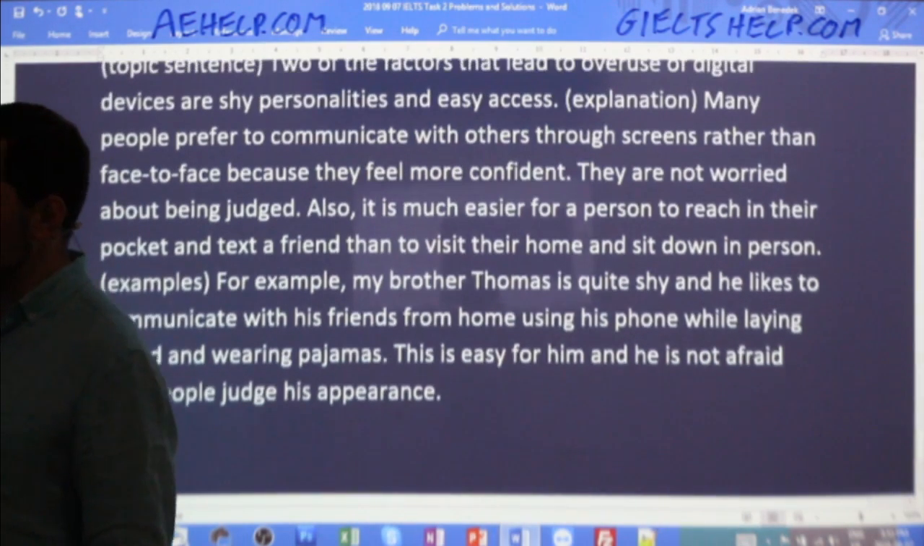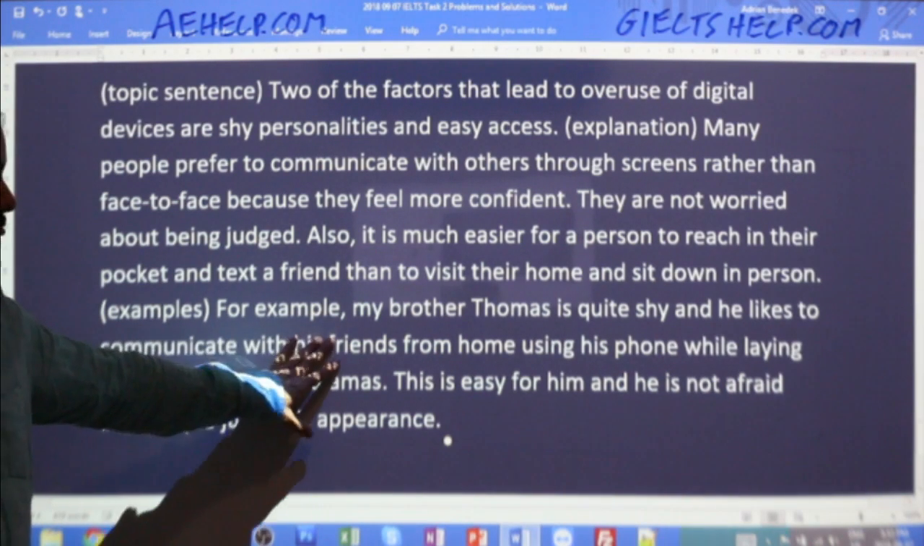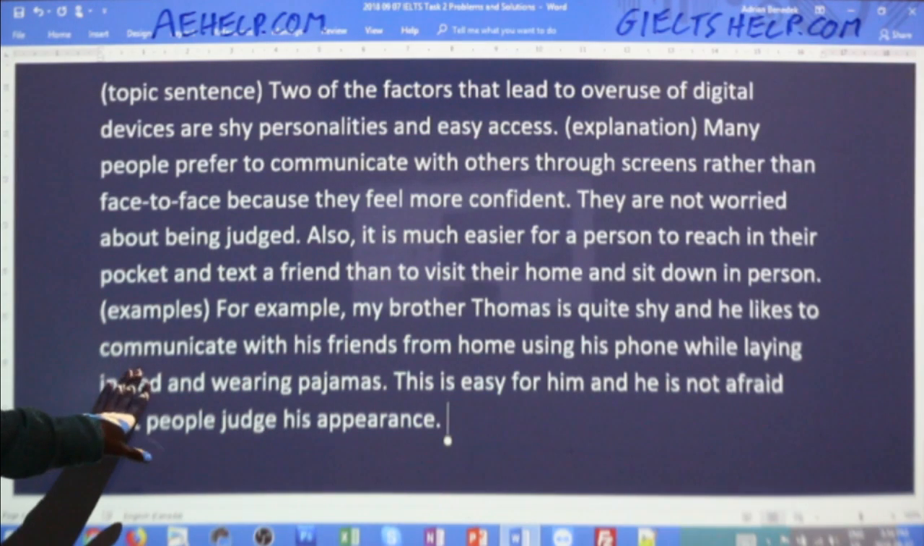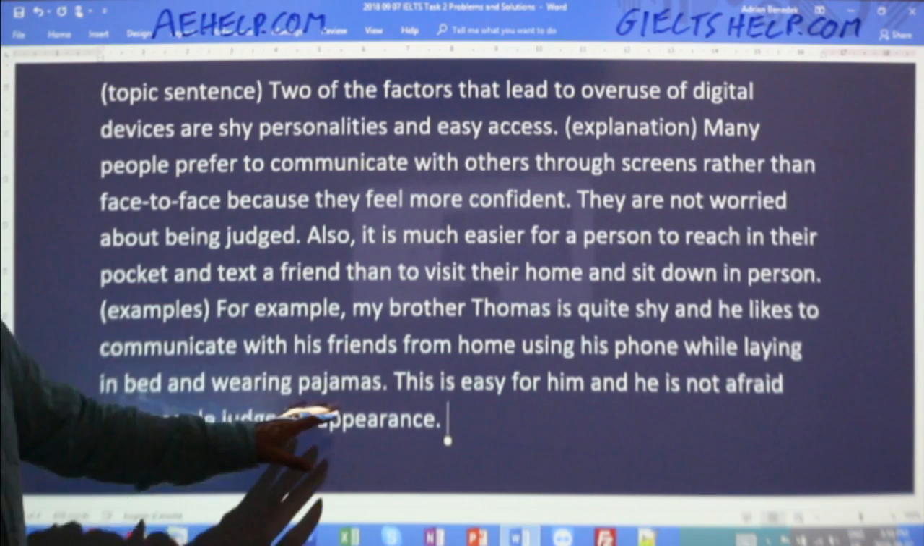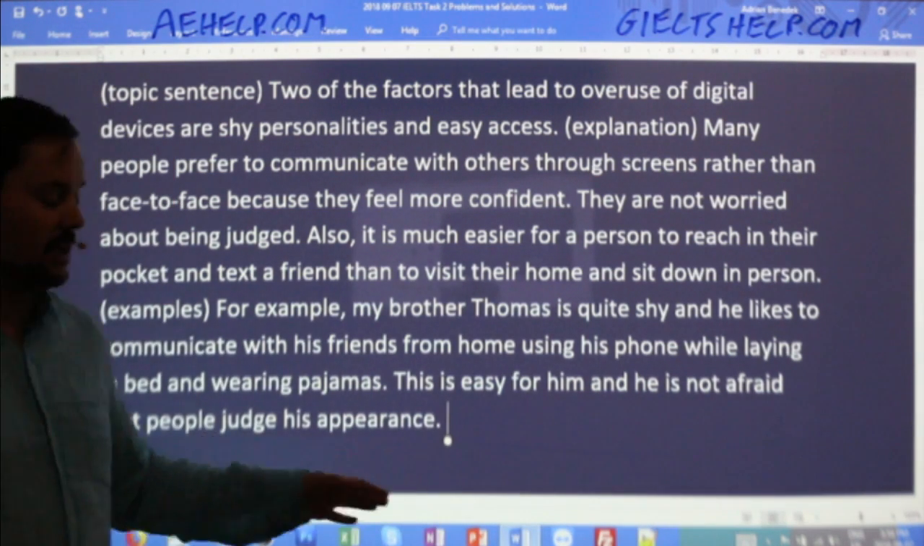Okay, so something like that. All right. So just combine your two examples there into one. For example, my brother Thomas is quite shy and he likes to communicate with his friends from home using his phone while lying in bed and wearing pajamas. This is easy for him and he is not afraid that people judge his appearance.